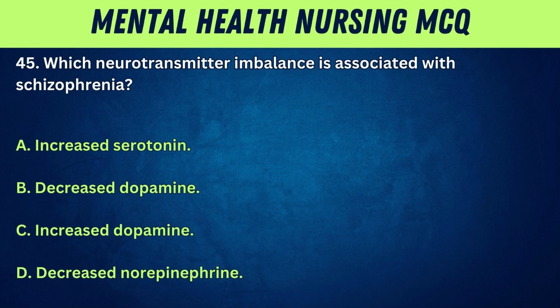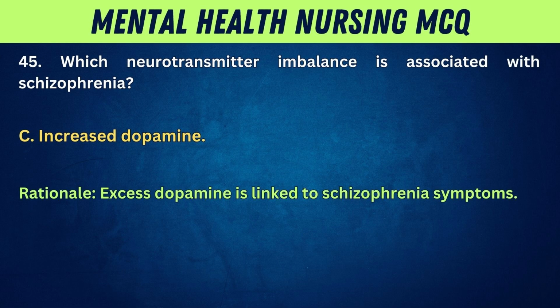45. Which neurotransmitter imbalance is associated with schizophrenia? A. Increased serotonin. B. Decreased dopamine. C. Increased dopamine. D. Decreased norepinephrine. Answer. C. Increased dopamine. Rationale. Excess dopamine is linked to schizophrenia symptoms.